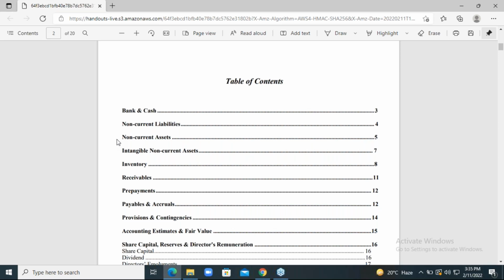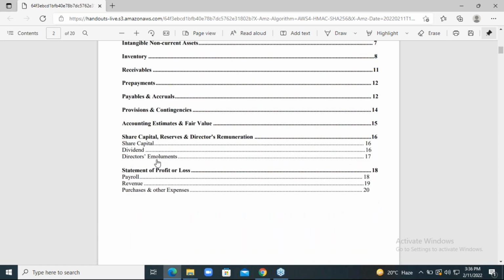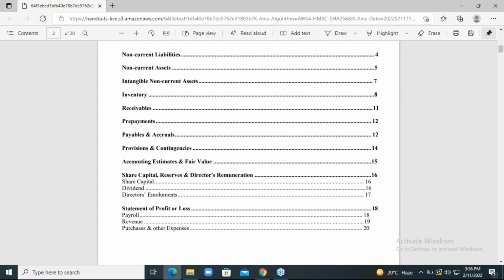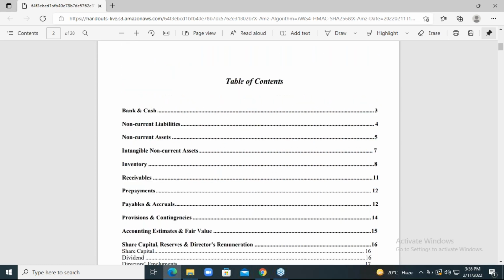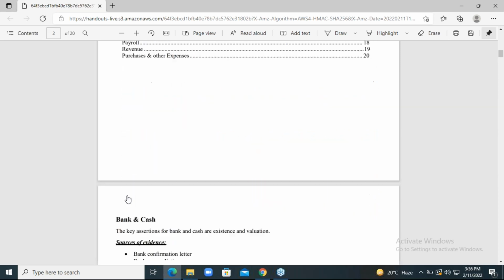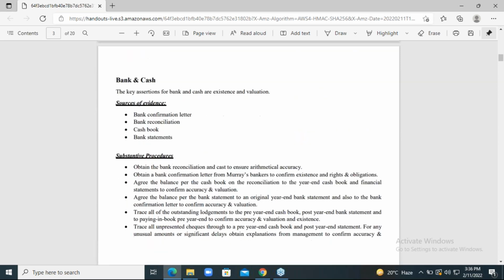All these heads are related to the statement of financial position. The rest of the heads like payroll, revenue, purchases, and other expenses, these heads are related to the income statement or profit and loss. So these are the normal heads that are usually asked by the examiner, and he can ask you in question number 3 in the long questions to write different sorts of procedures on different heads. So he will ask you to list down some of the detailed procedures.